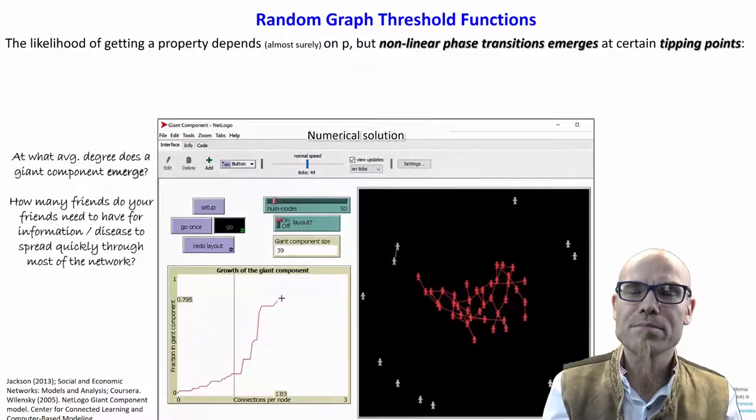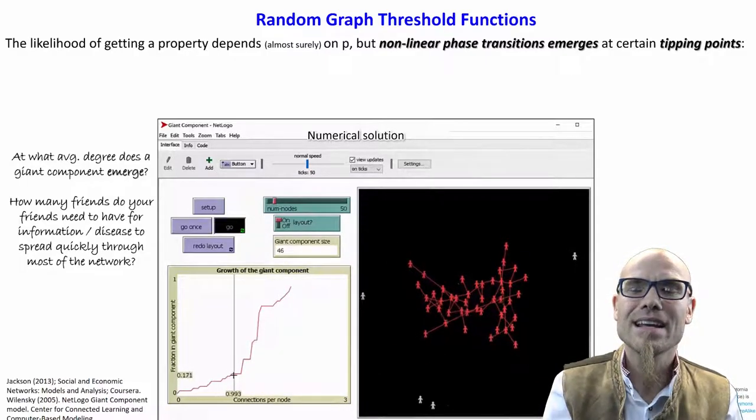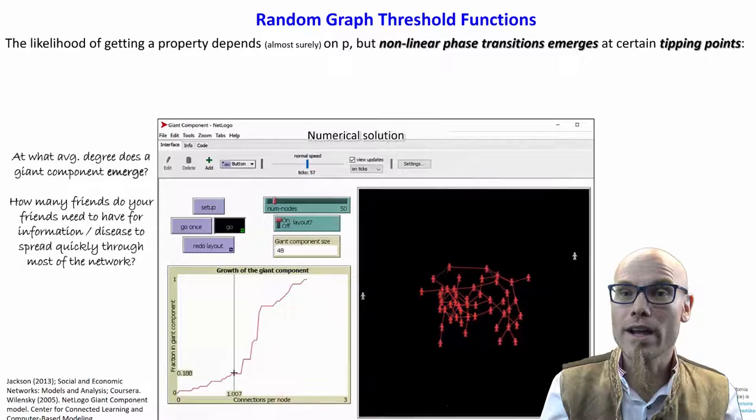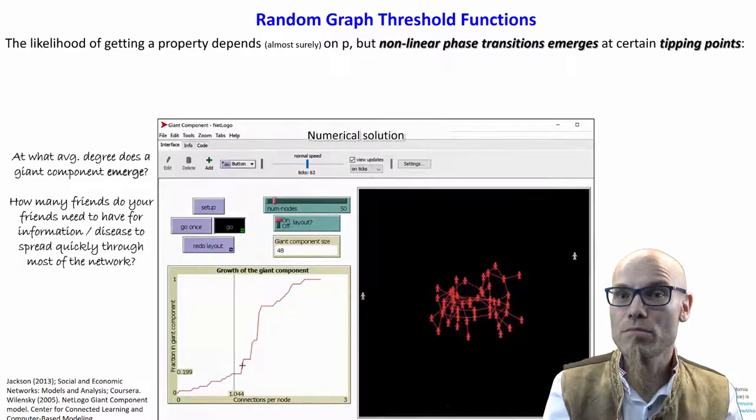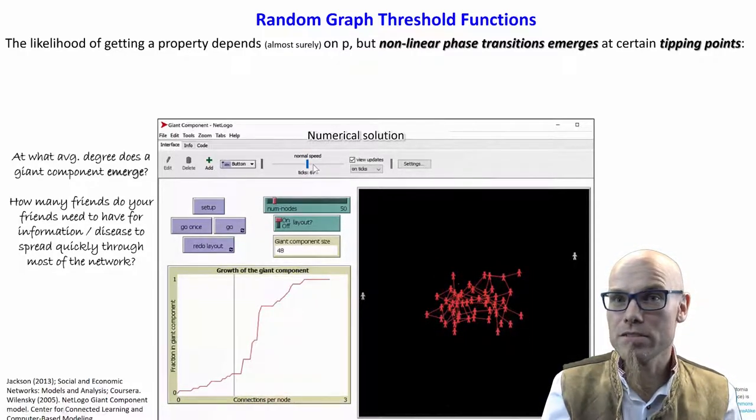And the question is when that happens. As you can see here, indicated by this line, that happens when you have on average one connection per person. That's when this starts to happen. Let's do this again.